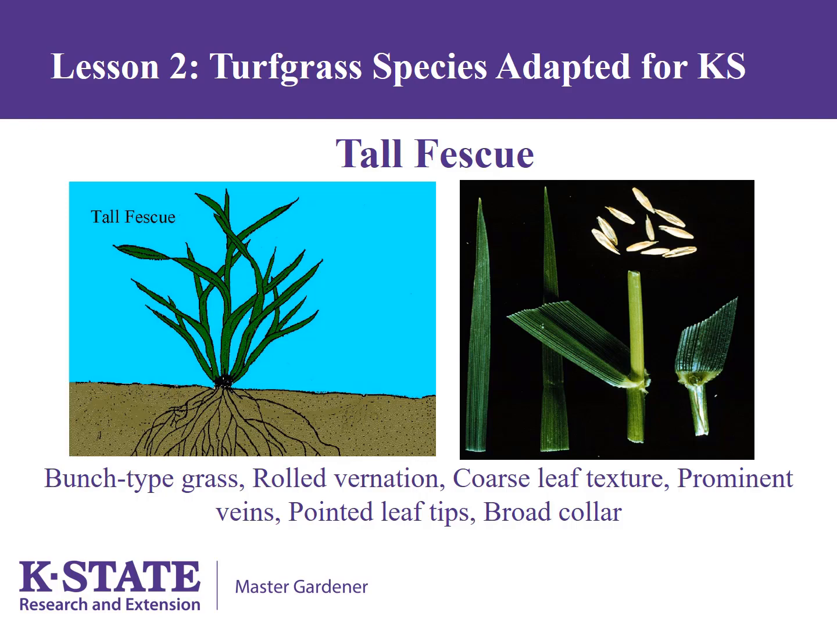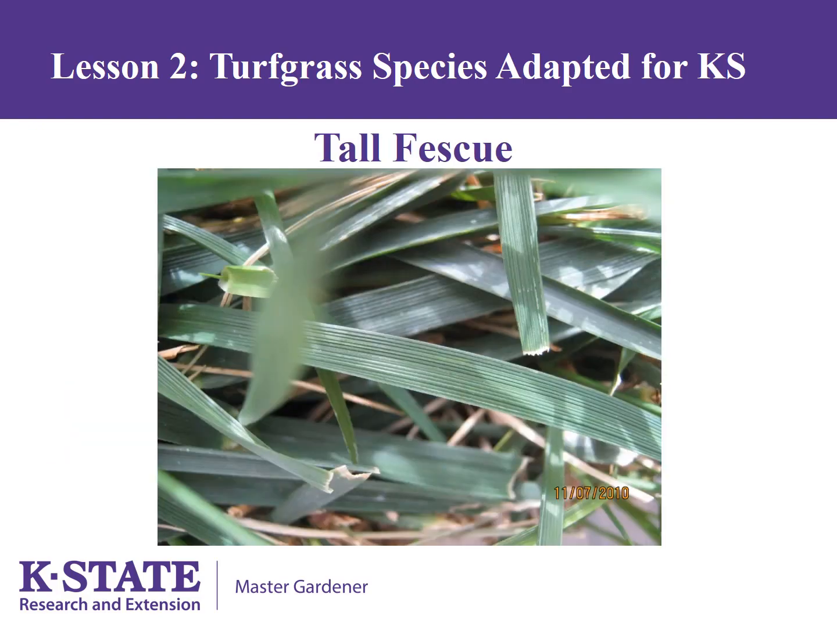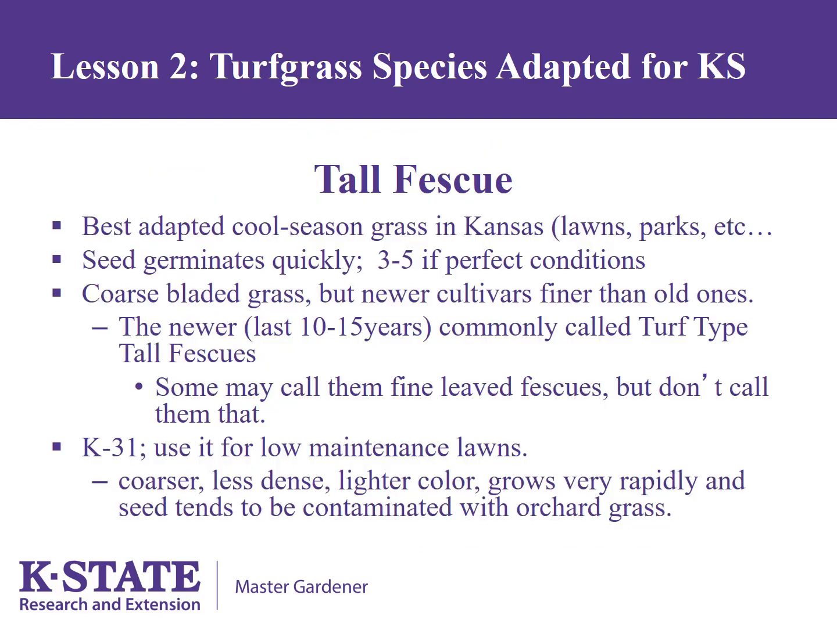Sometimes it can be hard to tell the difference. So this is one of the identifying characteristics. Here's the prominent venation in the tall fescue. This is Kentucky 31, which is one of the older species, but it's still commonly used in maybe more rural settings. So it is the best adapted for lawns, parks.